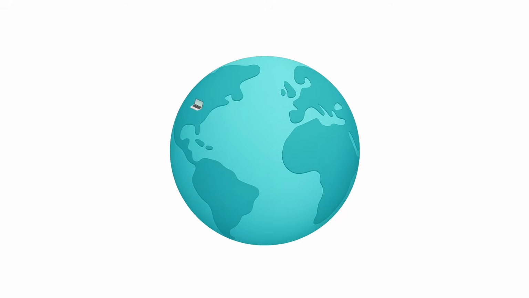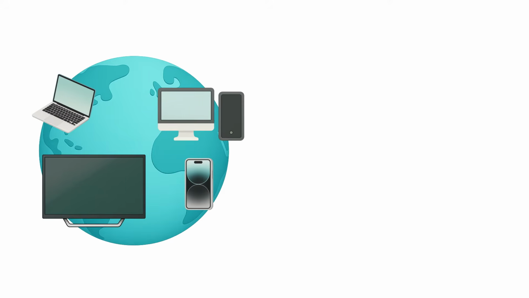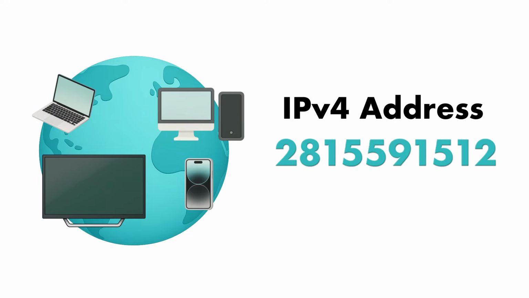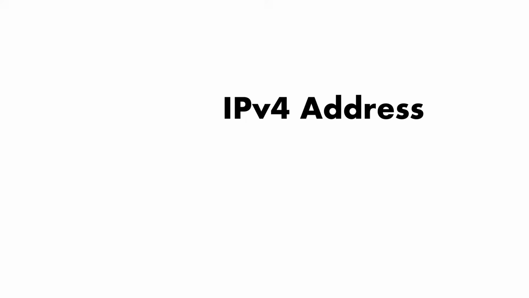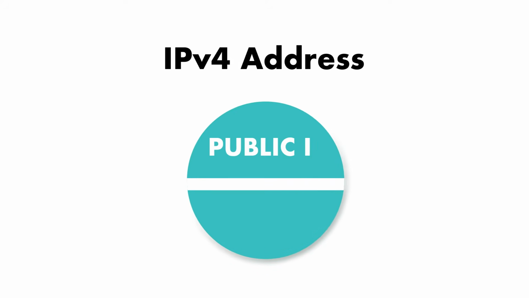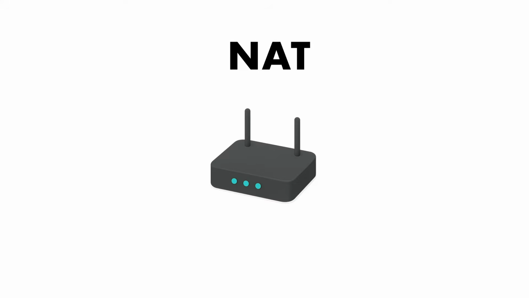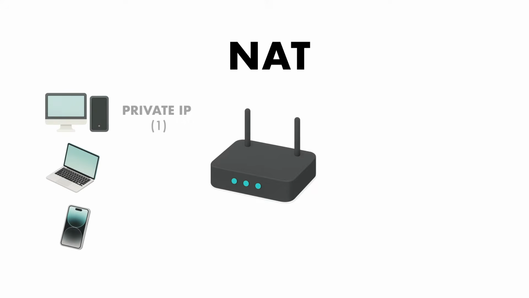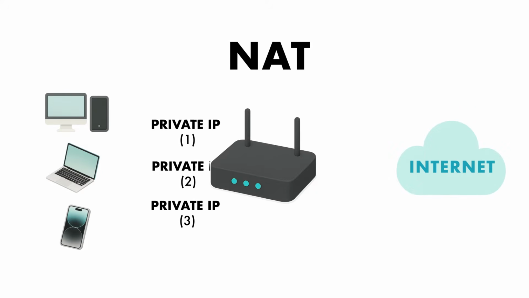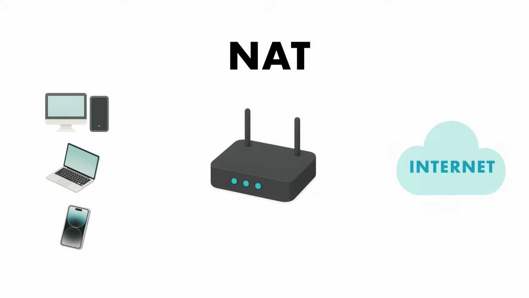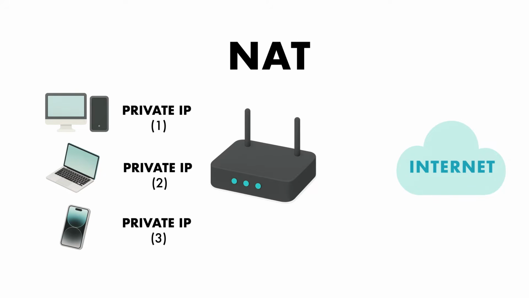Years ago, as the number of internet-connected devices skyrocketed around the world, the pool of IPv4 addresses quickly became insufficient. We had to split IPv4 into public IPs and private IPs. And that is where NAT comes in. It translates private IPs into a public one. So all your devices with private IPs can go online using just one public IP. And when data comes back, NAT translates the public IP back to the original private IP.